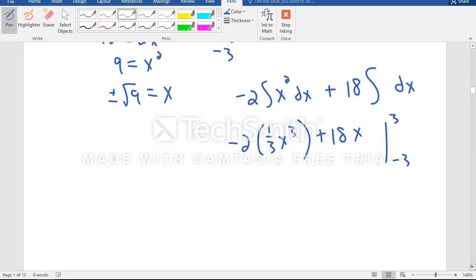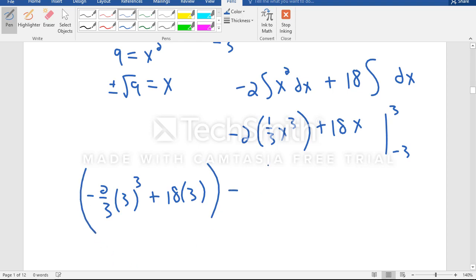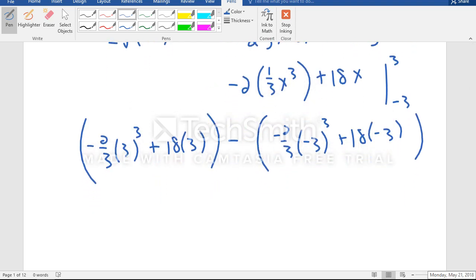I'm going to have to plug in and evaluate upper minus lower. So I'll take the upper limit, plug it in, and then subtract with the lower limit plugged in. I'm going to have -2/3 times 3 cubed plus 18 times 3. There's my upper limit, and then minus my lower limit, I'll have -2/3 times -3 cubed plus 18 times -3, and then we're going to simplify all of this here.